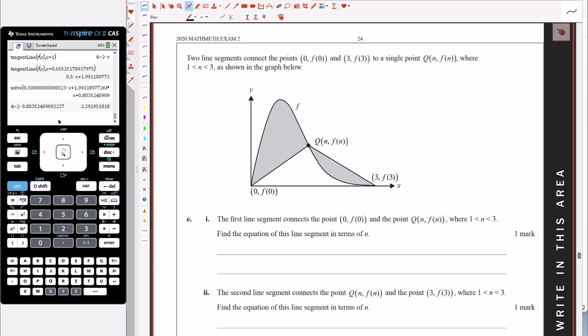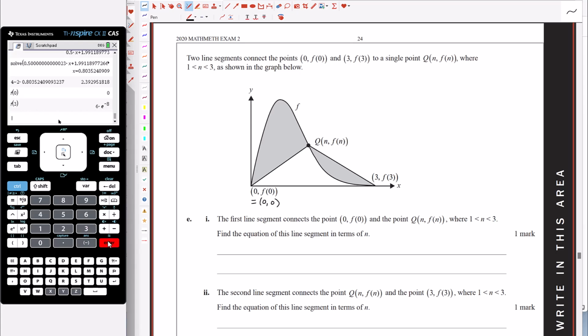Okay, 2 line segments connect the points 0, f at 0, okay, so that's just 0, 0, and 3, f at 3, okay, that's just 3, 0. Oh, actually, is it? Hang on, at 0, I don't think there's an asymptote there, so this one's definitely 0, 0. Let's just check f at 3. Yeah, so that's not 0, that's just very small. So that's 3 times 6e to the negative 8. It's a very small number, which is why it looks close to the x-axis, but it's not on the x-axis.